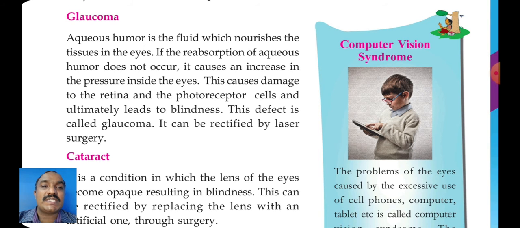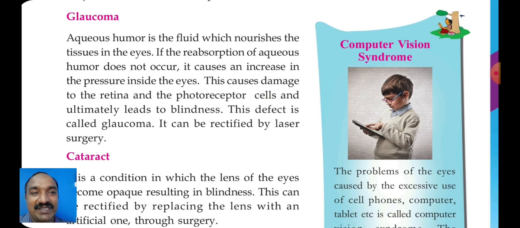Then that will cause damage to the retina and photoreceptor cells, and ultimately it leads to blindness. When the pressure increases, it will damage the retina and photoreceptors. And lastly, when the retina and photoreceptors are damaged, it will lead to a condition called what? Blindness. Such a dangerous disease is glaucoma.